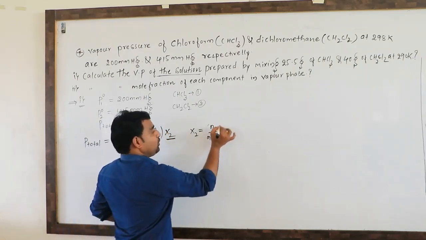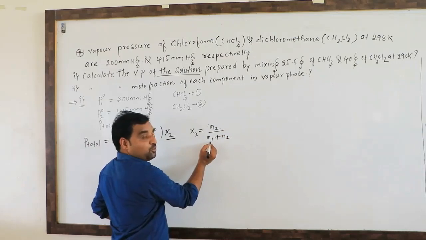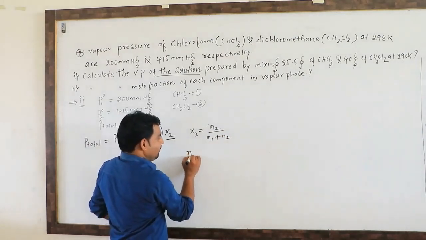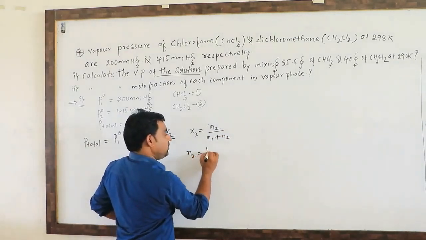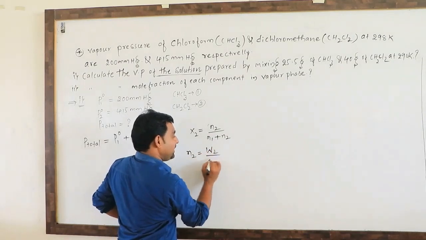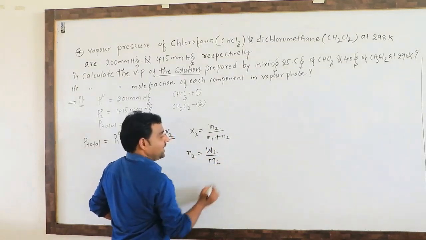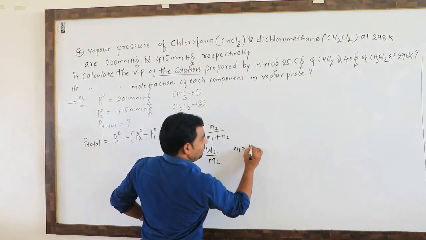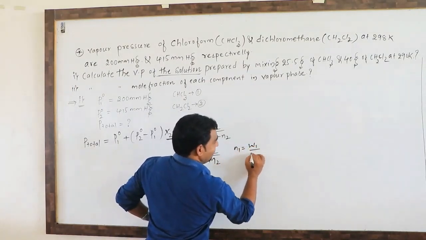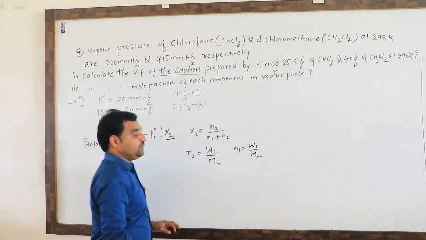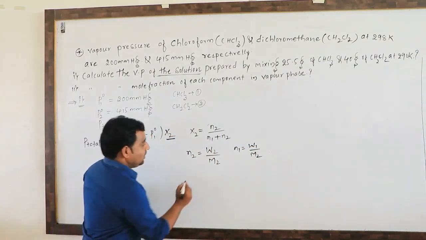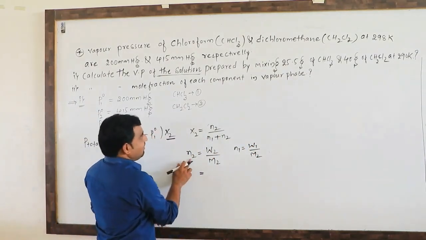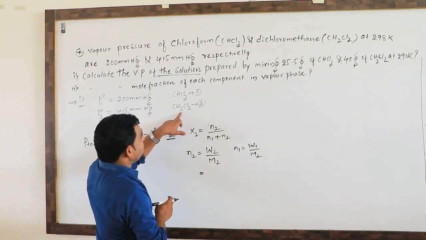Now, the number of moles of the second component and the number of moles of the first component. The number of moles of the second component is equal to weight divided by molar mass, and N1 is equal to weight divided by molar mass. This is the formula as we already know. So now N2 is for the second component. Here the second component is CH2Cl2.